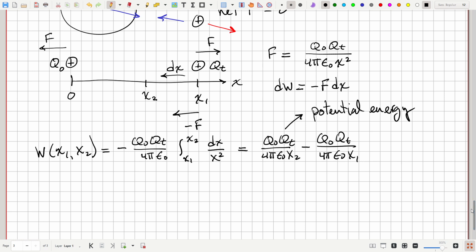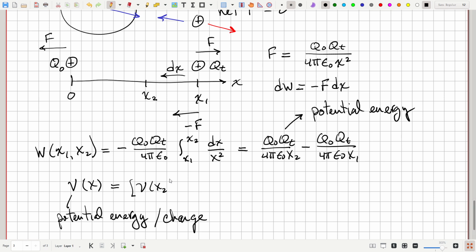Okay, now what we then do is we're going to define potential energy per charge, per unit charge, per coulomb, sorry. We'll call that V of x. V is going to be a voltage. And we'll write this as V of x2 minus V of x1 times the charge on the charge we're trying to move, the test charge.